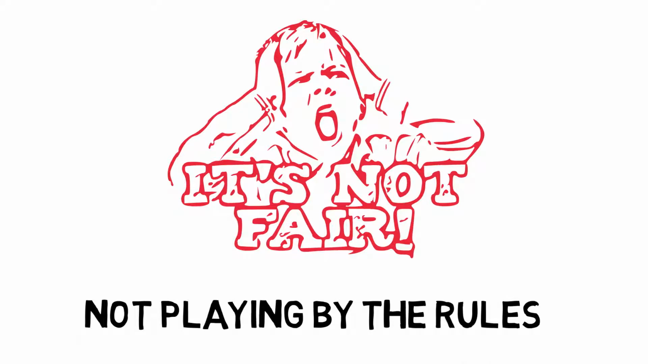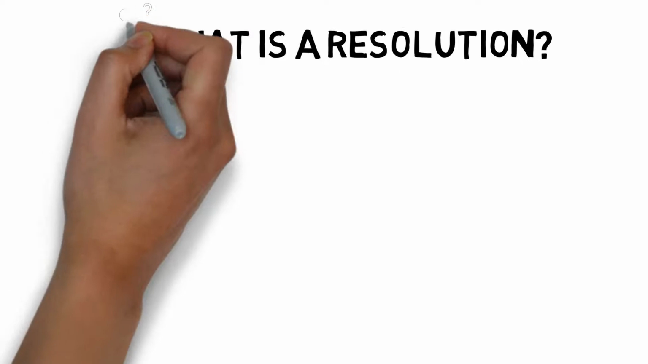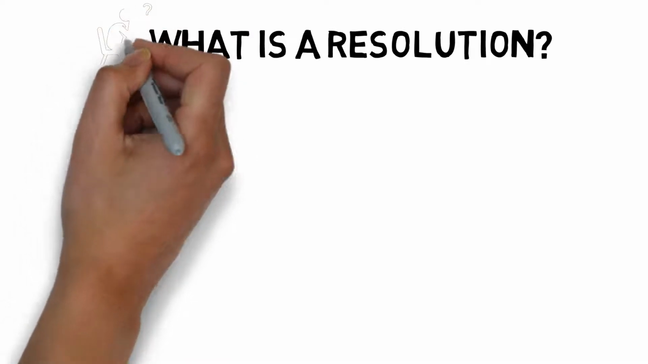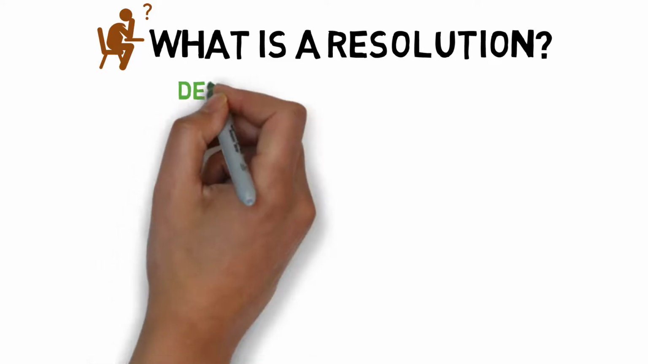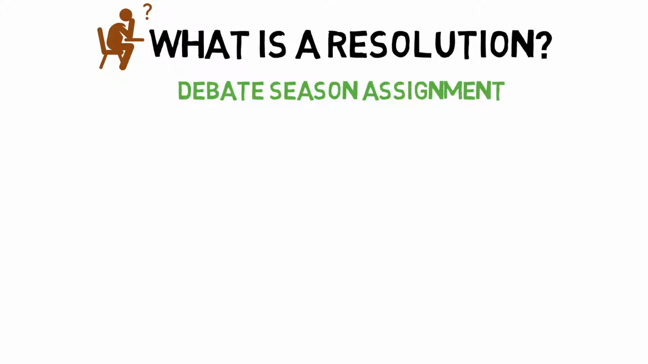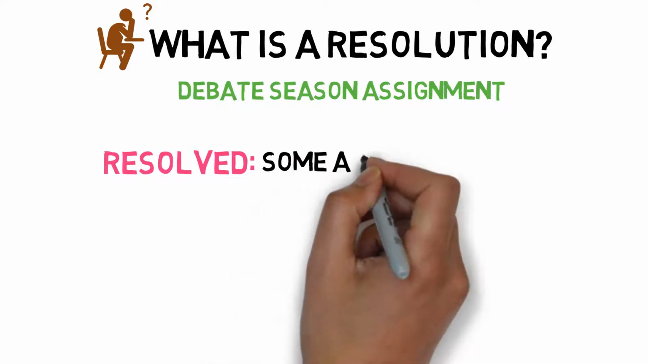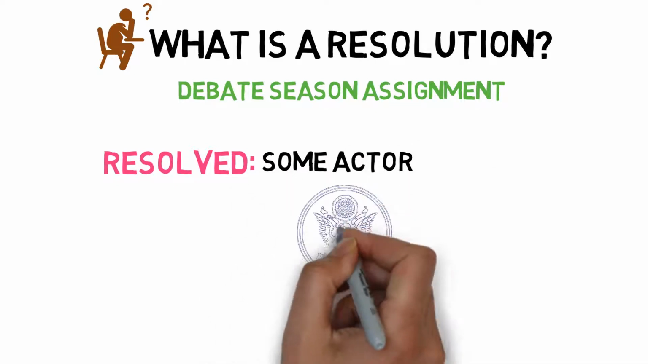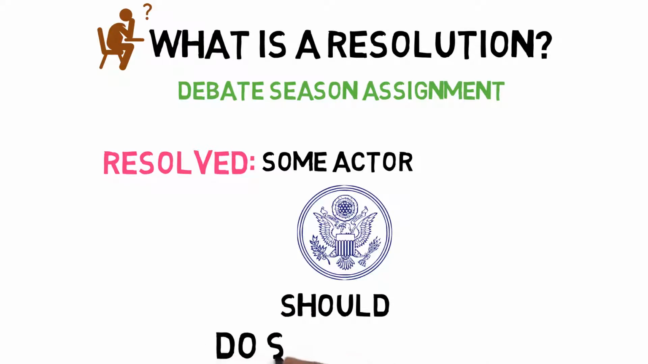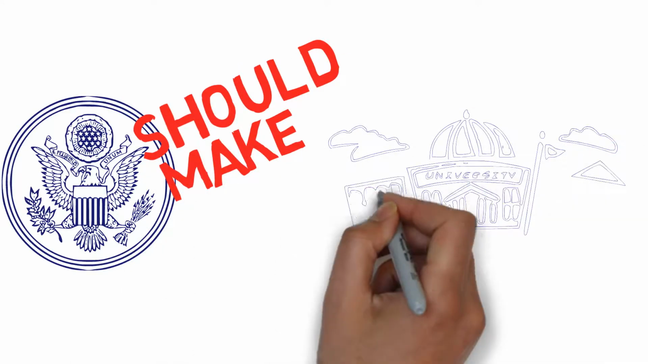What does that mean exactly? To better understand topicality, we first have to understand what a resolution is and the role it plays in a debate round. You can think of the resolution as the assignment for the debate season. When your teacher gives you an assignment, there are specific instructions about what they are asking you to do. The resolution works the same way. Usually, the resolution says that some actor, most likely the federal government, should do something. Let's look at an example. The United States federal government should make college more affordable.